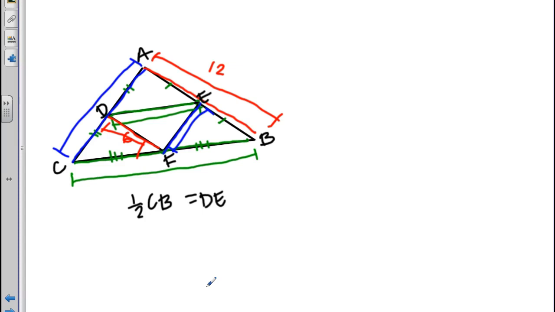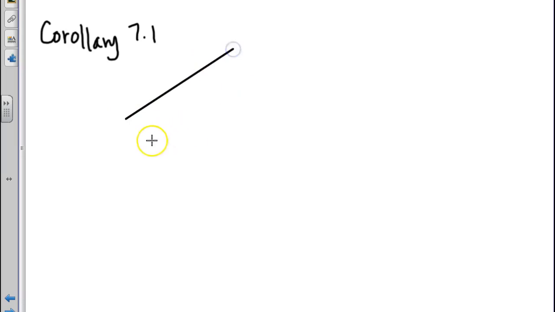So there's a couple of corollaries: proportional parts of parallel lines and congruent parts of parallel lines. That's in 7.1 and 7.2. If you want to copy those down in your notebook, you might pause the video and go ahead and copy these two things down. So proportional parts of parallel lines says if you have 3 or more parallel lines and they intersect 2 transversals, then they cut off the transversals proportionally. In other words, let's get some parallel lines drawn here.